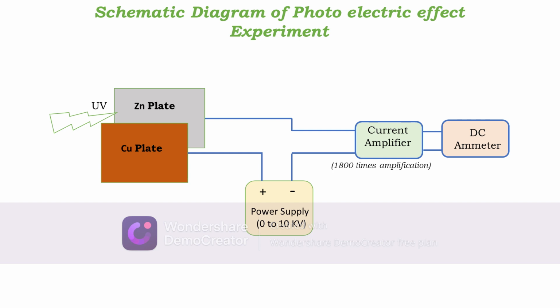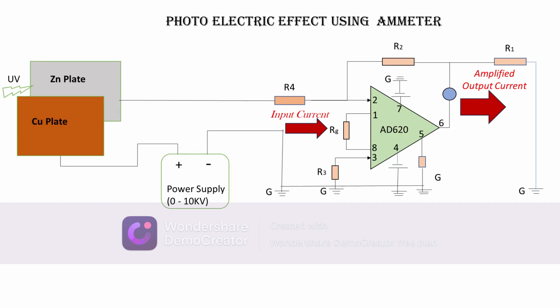As the amount of the current is very small, we have amplified it to microampere by a current amplifier using AD620 and observed the current by a DC meter. The current amplifier circuit is shown here.